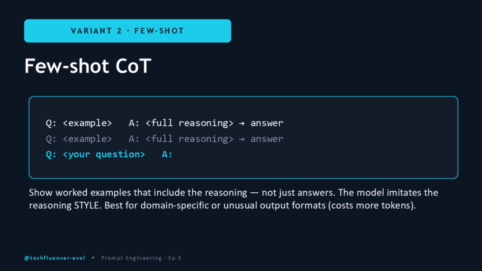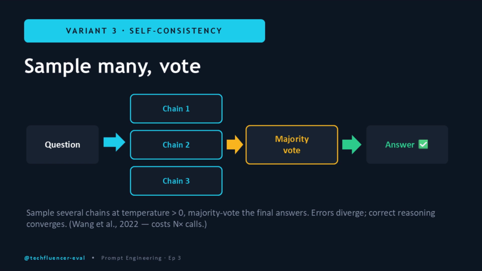Demonstrating the reasoning style outperforms just asking for it. Next, self-consistency, from Wang and colleagues. Instead of generating one chain, you sample several independent reasoning paths at a non-zero temperature, then take a majority vote on the final answers. Different chains may make different errors, but correct reasoning tends to converge on the same result. This consistently beats a single greedy chain at the cost of multiple model calls.